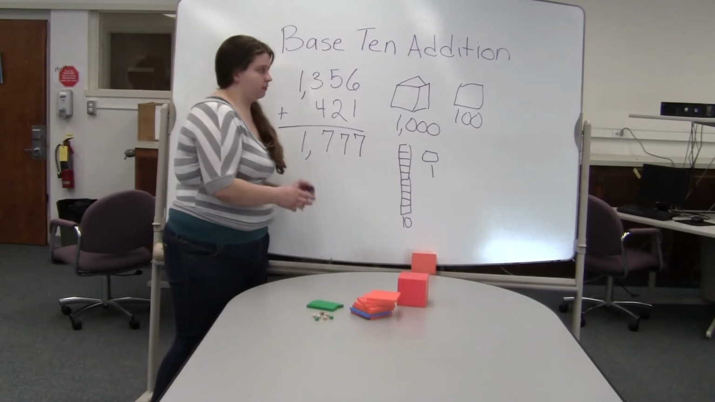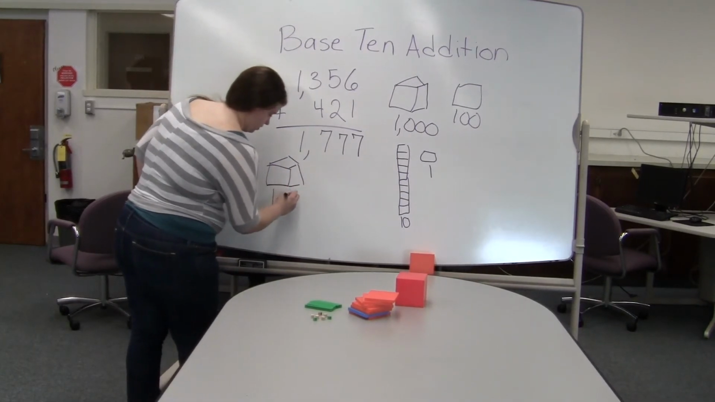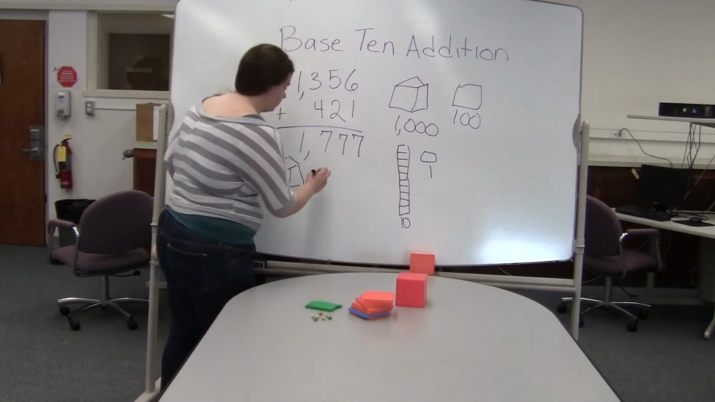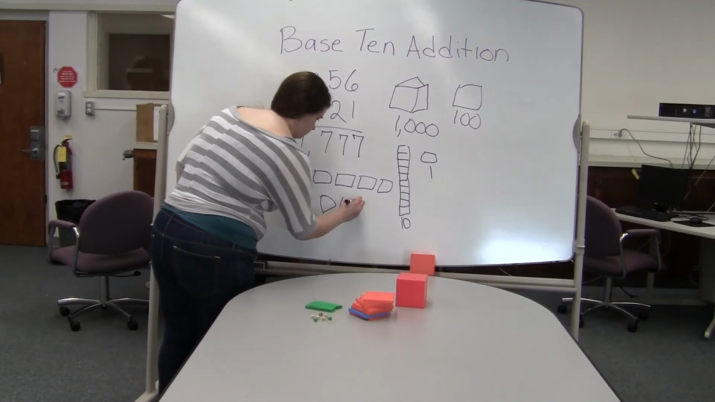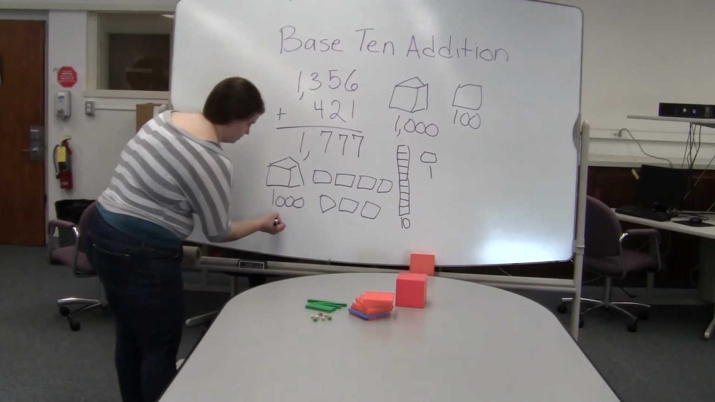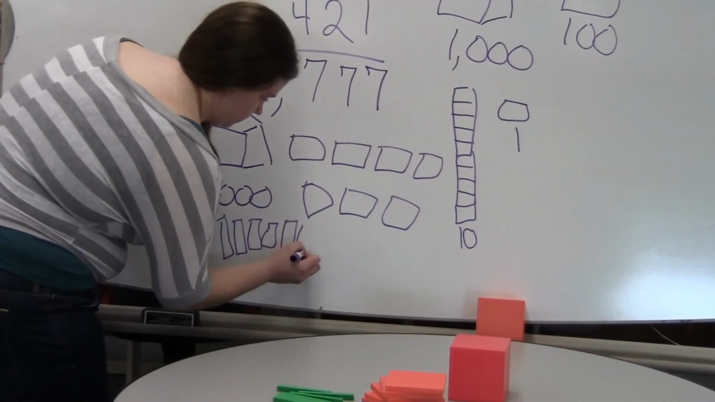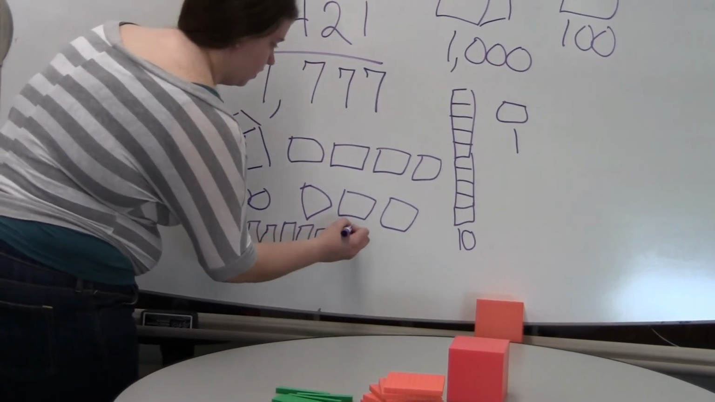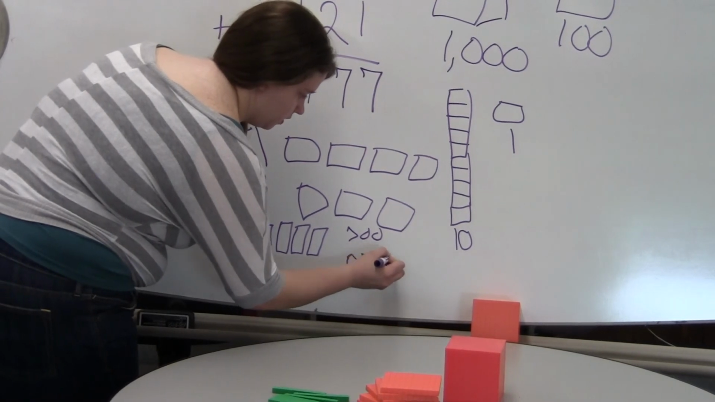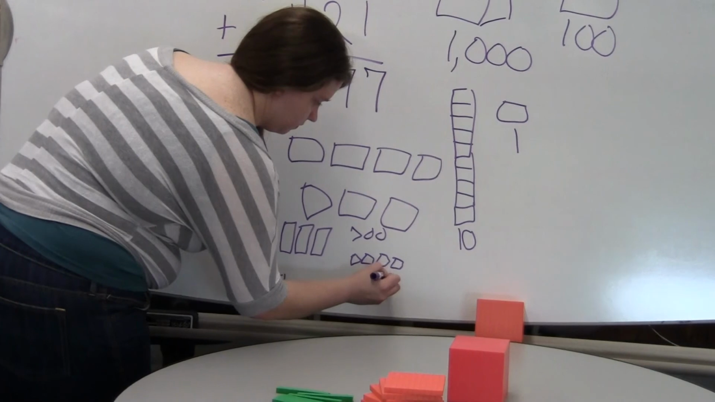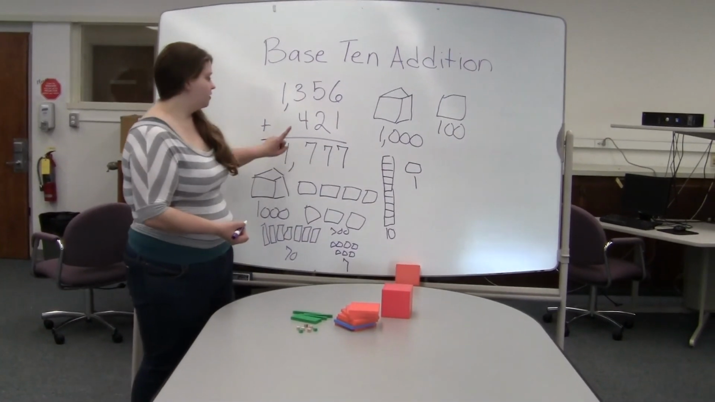Now let's draw this. We have 1 cube that represents 1,000. And then we have 7 100 blocks, and then 7 of the 10s. That was 700, this was 70, and then you need 7 of the small units. So there's 7 of that. So once you add 1,770 and 7 together, you're going to get 1,777.